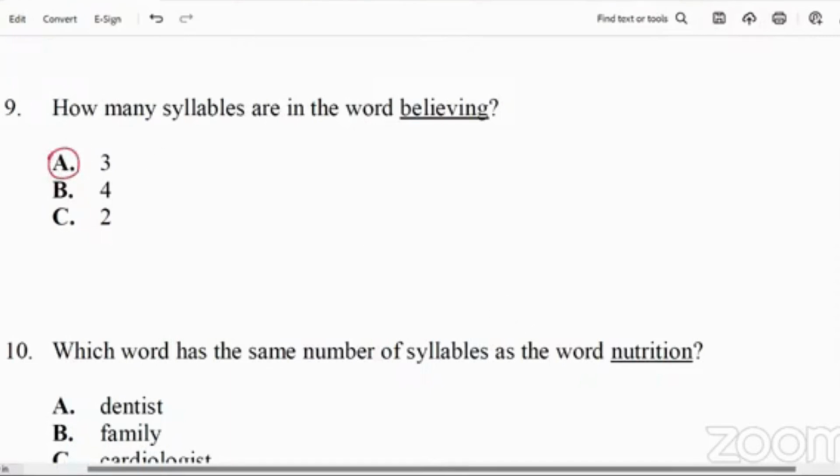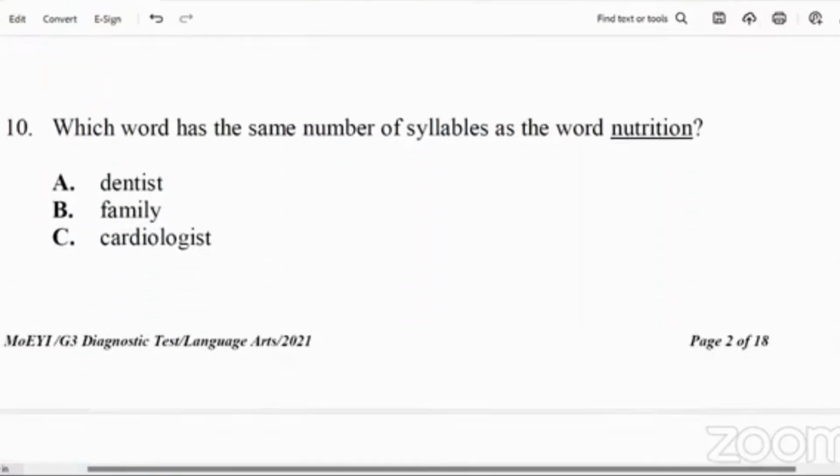All right, let's get to question 10. Which word has the same number of syllables as the word nutrition? So nutrition has 3 syllables. So which word has 3 syllables? Is it dentist, family, or cardiologist? The answer is B, family.